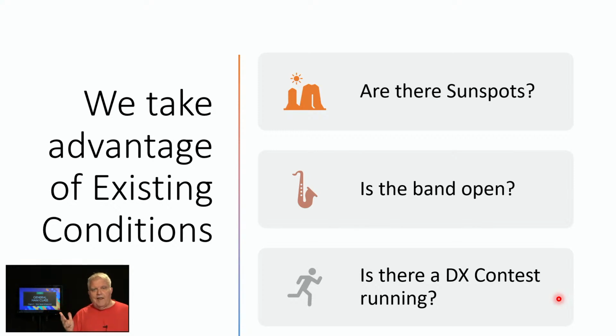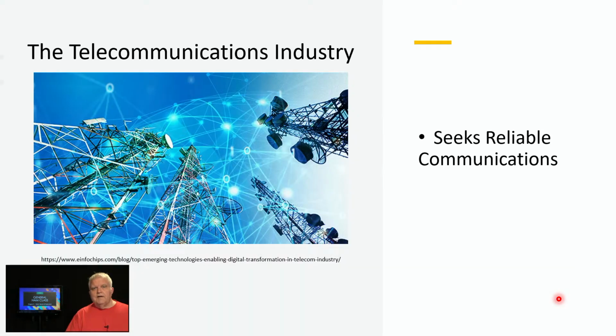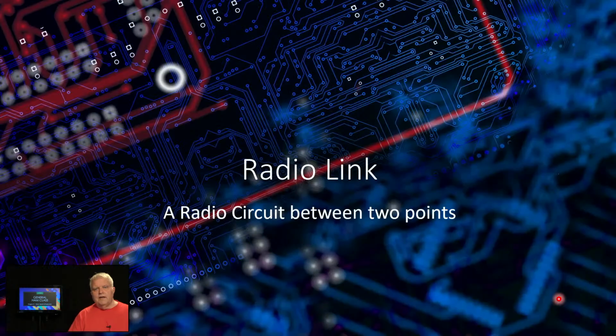We go online and look up space weather and try to ascertain, okay, what's going to be good, and take advantage of it. So that's because we're amateur radio operators and we have that flexibility. Well, in the commercial world, telecommunications folks, they aren't that way. They seek reliable communications. That's the big thing. And so when they're communicating, they're setting up systems generally point to point and to communicate information reliably. And so a radio link, something that they would set up, is a radio circuit between 2 points.